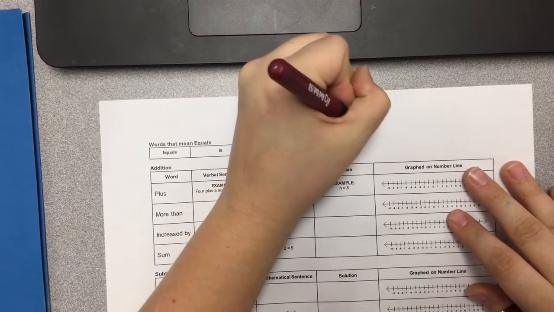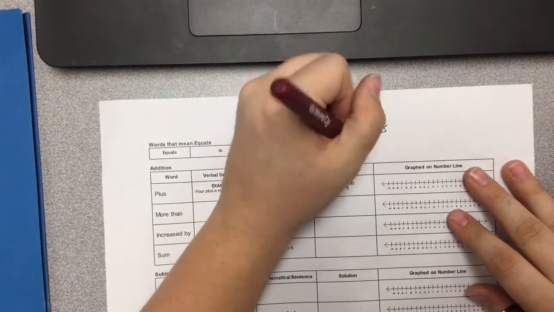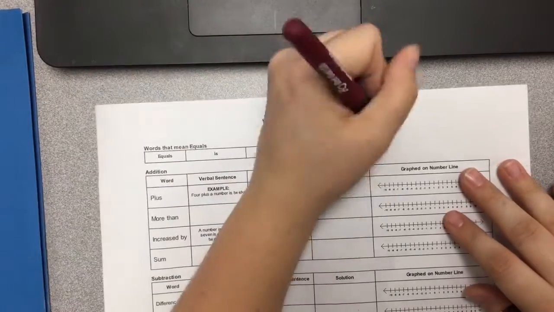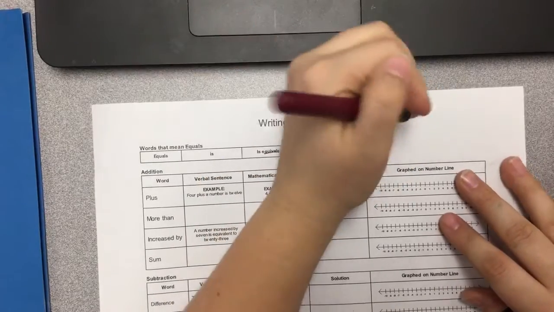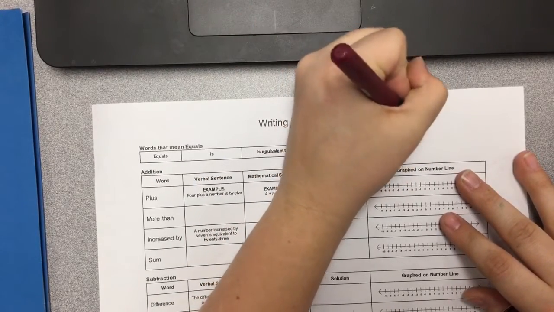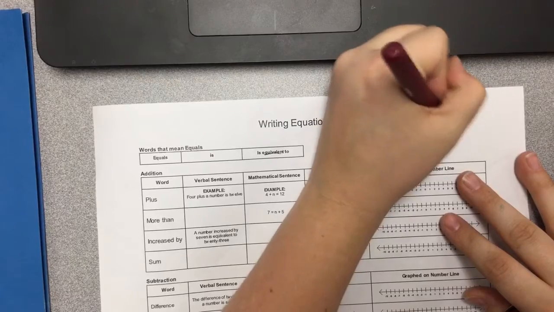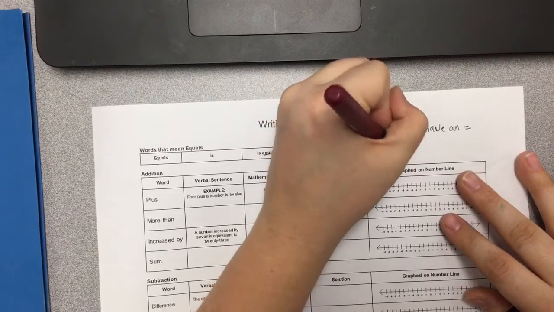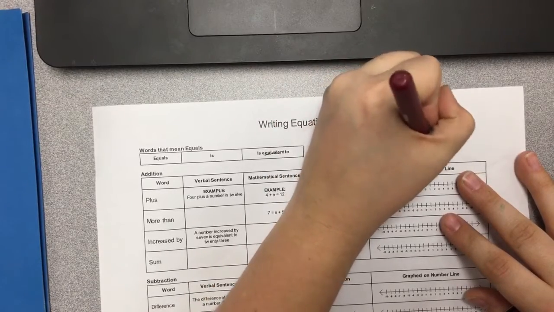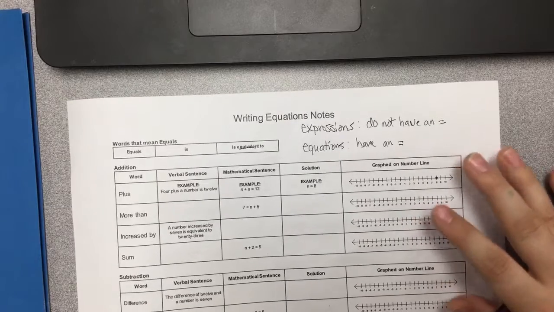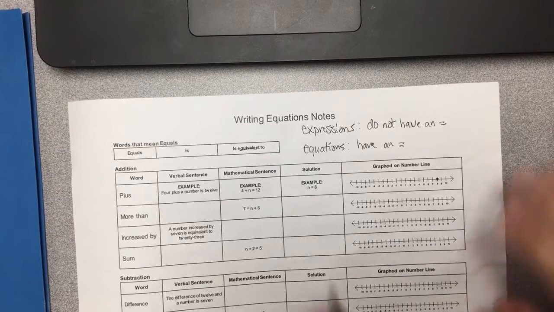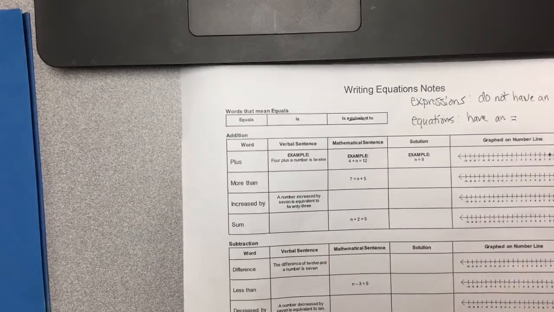expressions versus equations. The difference is one little thing. Expressions do not have an equal sign, and equations have an equal sign. One little difference, but it makes a huge difference when it comes to having to tell the two apart. So remember that. Be very careful about remembering that.